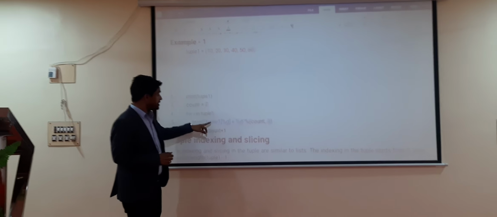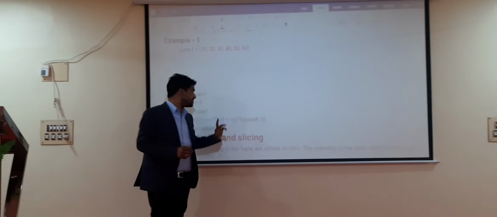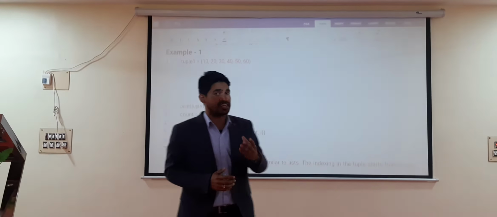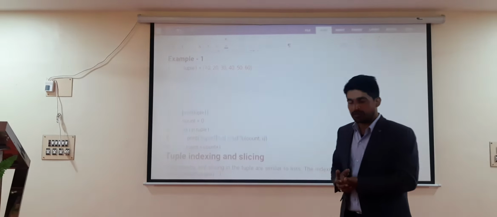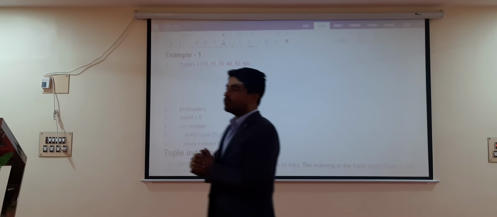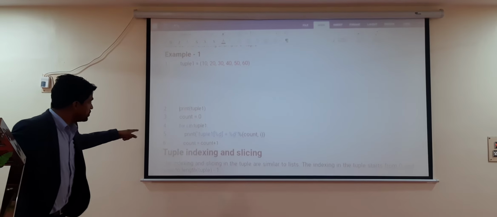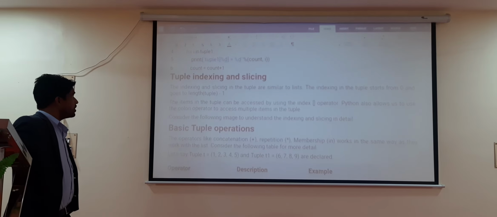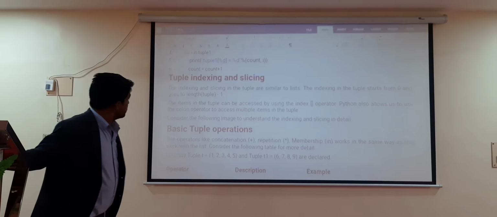Then print the tuple element, and count is equal to count plus 1. That means each time we are increasing the value of count. So with the help of the for loop, we can access each and every element of the tuple.